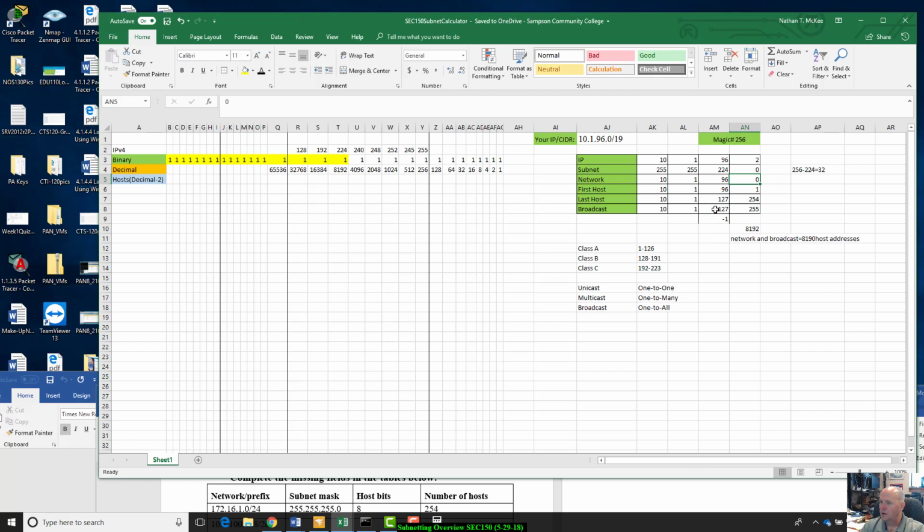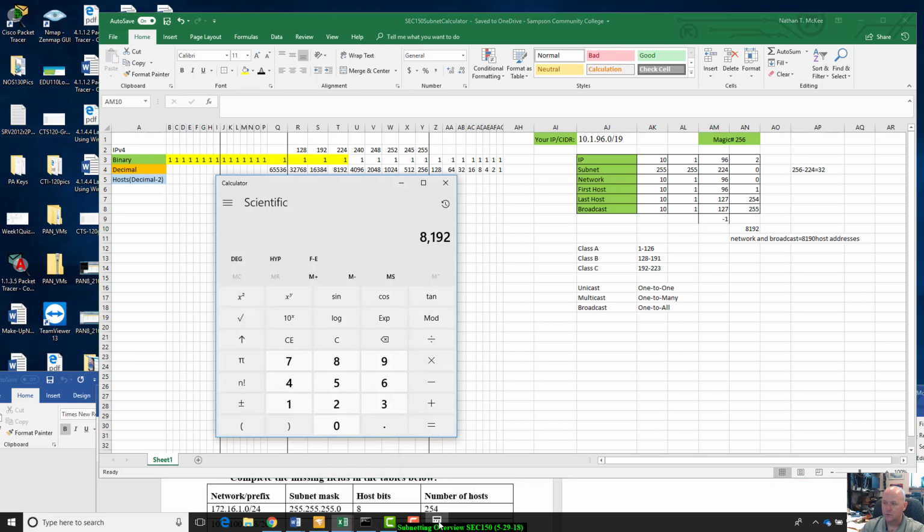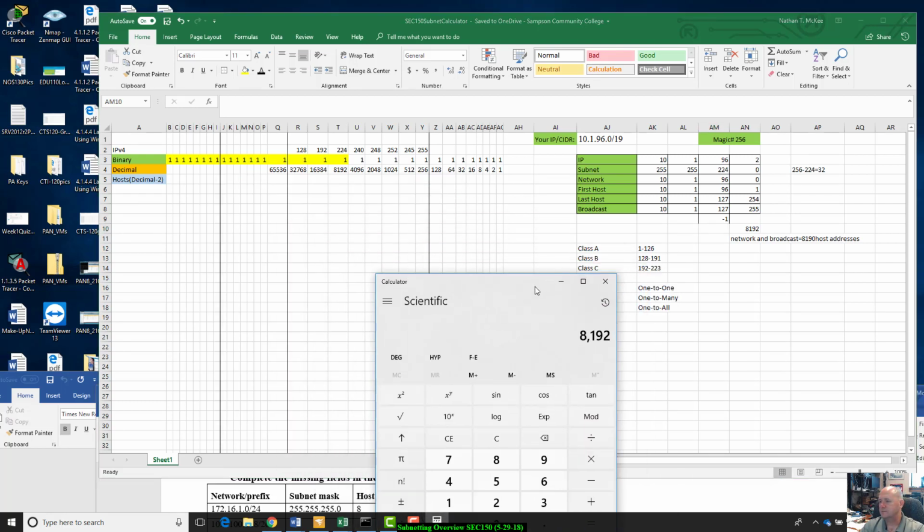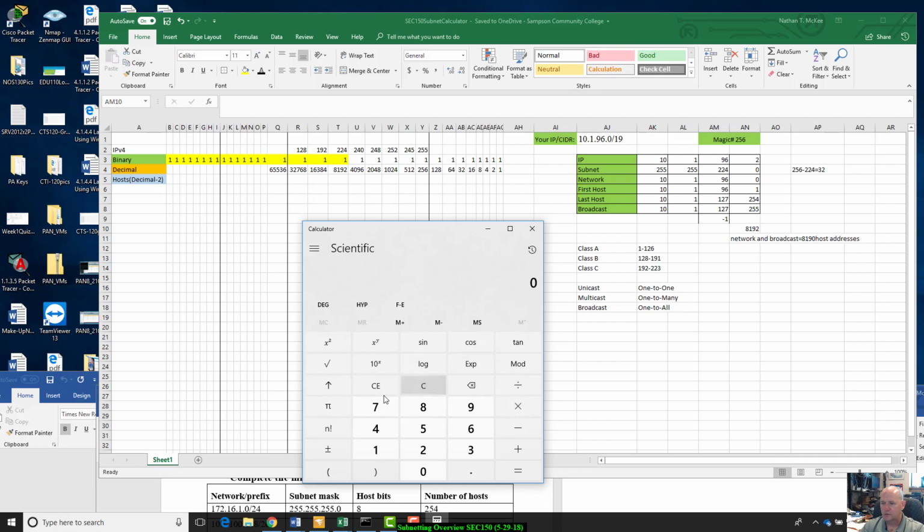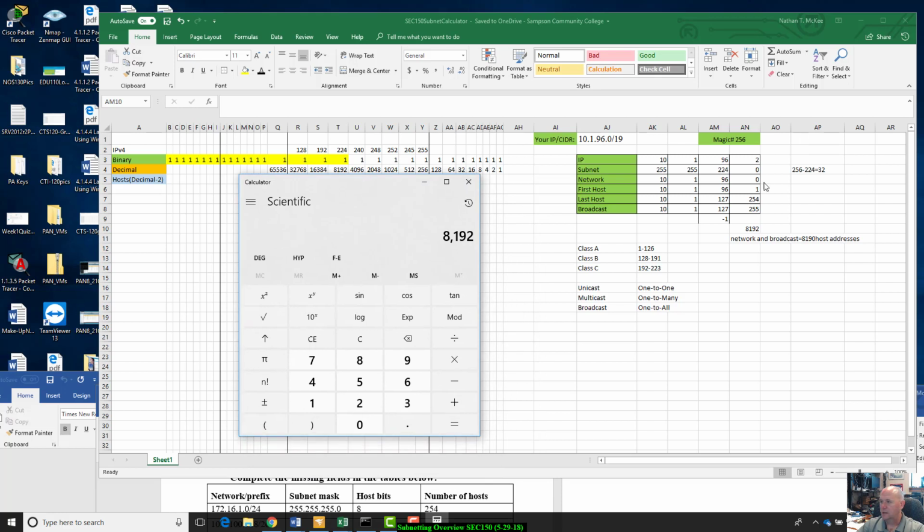So just remember, 127 minus 96 gives you 31. 31 times 256 plus 256 is going to give you 8192. Let's just make sure: 31 times 256 plus 256 equals 8192.